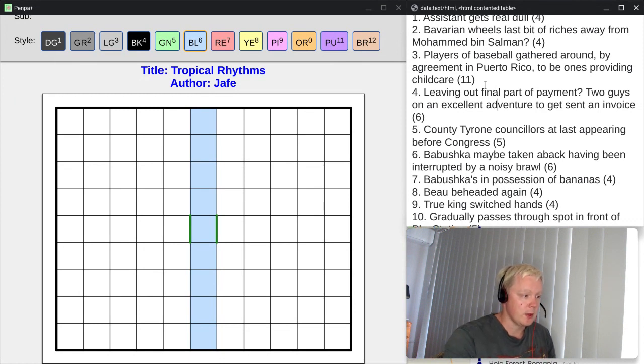I'm going to start with this 3 across, which is 11 letters long. Now that's maybe not the normal order, but I think that's the most useful one to do if you want to put words in the grid as early as possible. So let's see. 3 across: Players of baseball gathered around by agreement in Puerto Rico to be ones providing childcare.